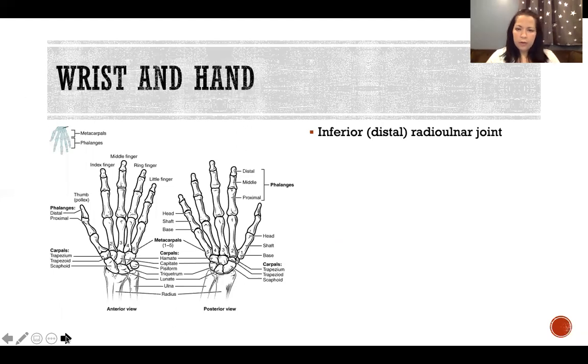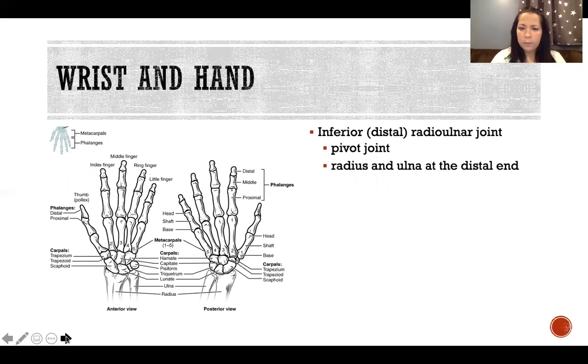Okay, so for the wrist and hand, we have first the inferior radial ulnar joint, which again is synonymous with distal radial ulnar joint. That is just like the superior version, a pivot joint, it's uniaxial. So together, the inferior and superior radial ulnar joints are responsible for pronation and supination.